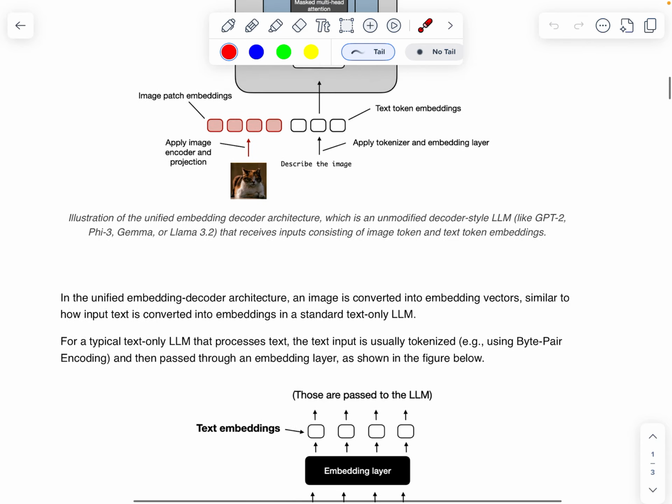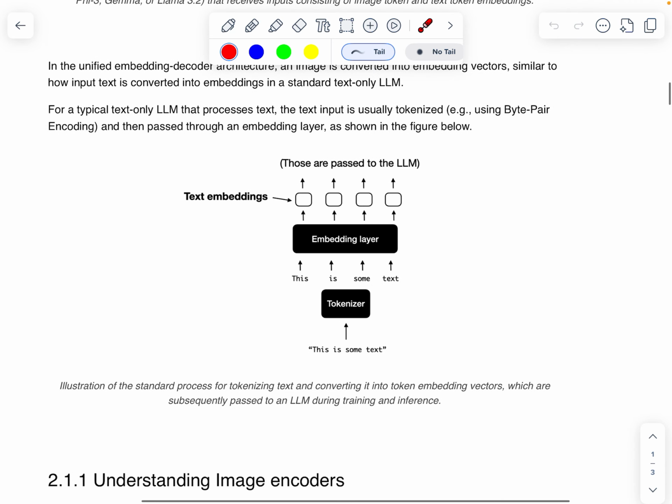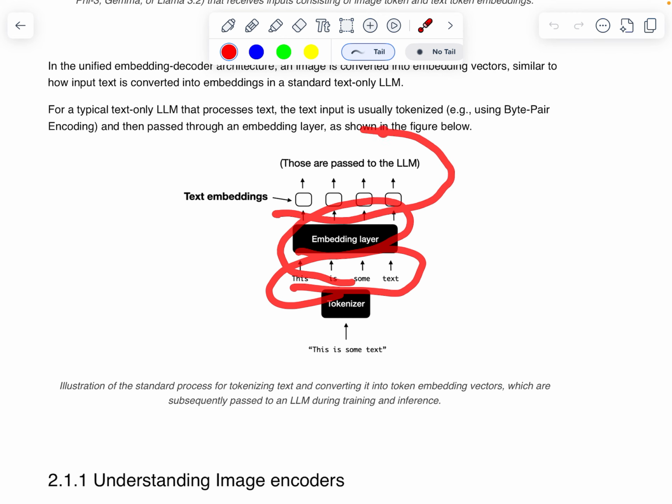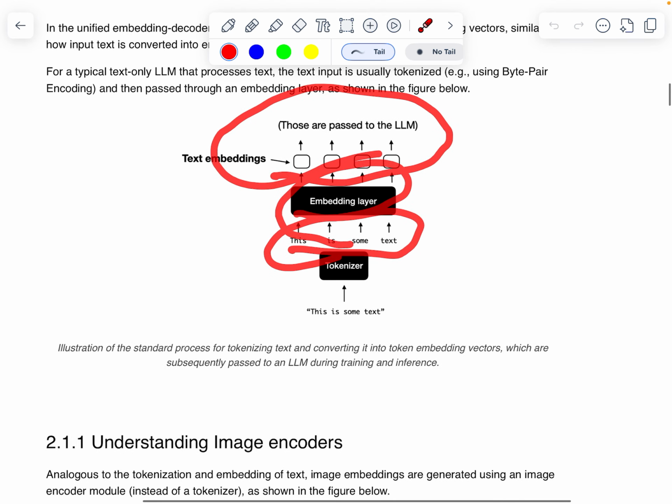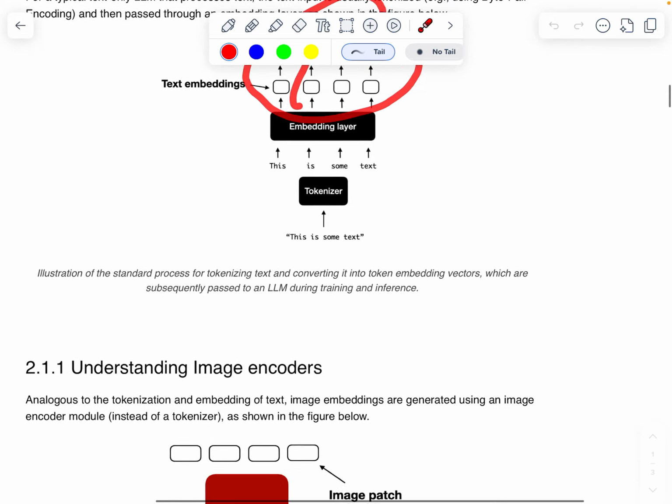So this guy talks about, here, you have a tokenizer and then you have an embedding layer. Usually the tokenizer uses byte pair encoding. I think that's pretty state of the art right now. And then you get this text and then you have the embedding layer and then you basically generate the text embeddings. Text embeddings are vectors of x dimensions. But they're usually concatenated together and then they're passed to the LLMs.